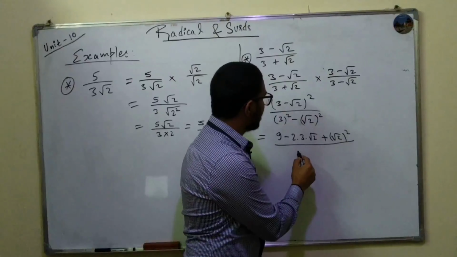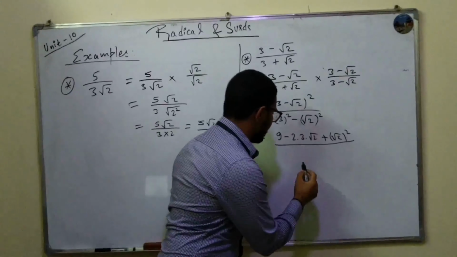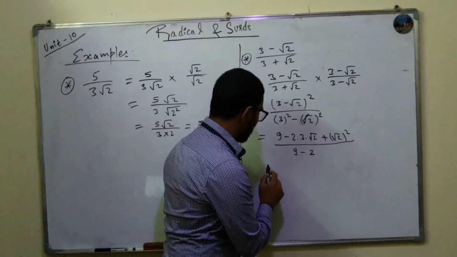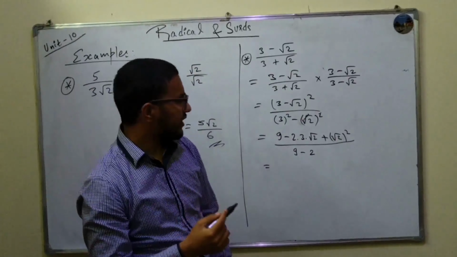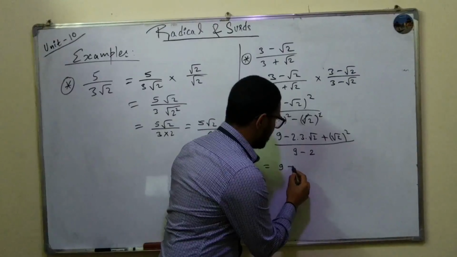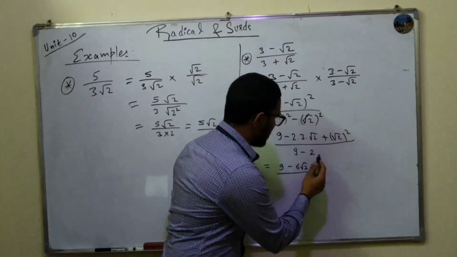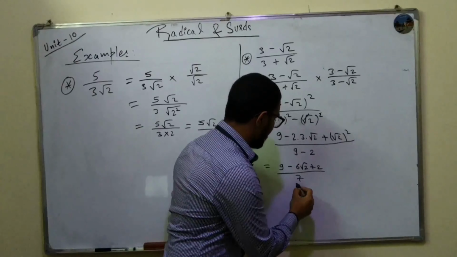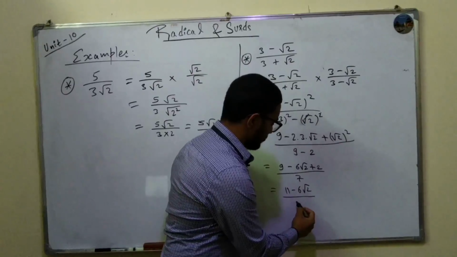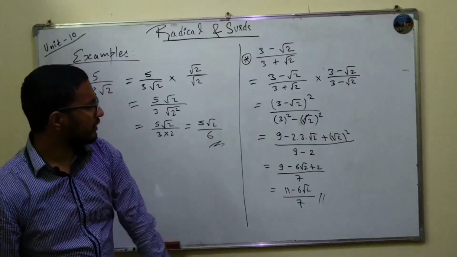You can basically use the formula, or what you could do is just open it as well. It does not really matter, okay? 9 minus 2, okay? This 2 and this can be cancelled out, right? And then after that, let's just open this one as well. So 9 minus 6 under root 2 plus 2, or 9 minus 2, right? That will be 7. In this case, 11 minus 6 under root 2 divided by 7. So that will be your answer, okay?